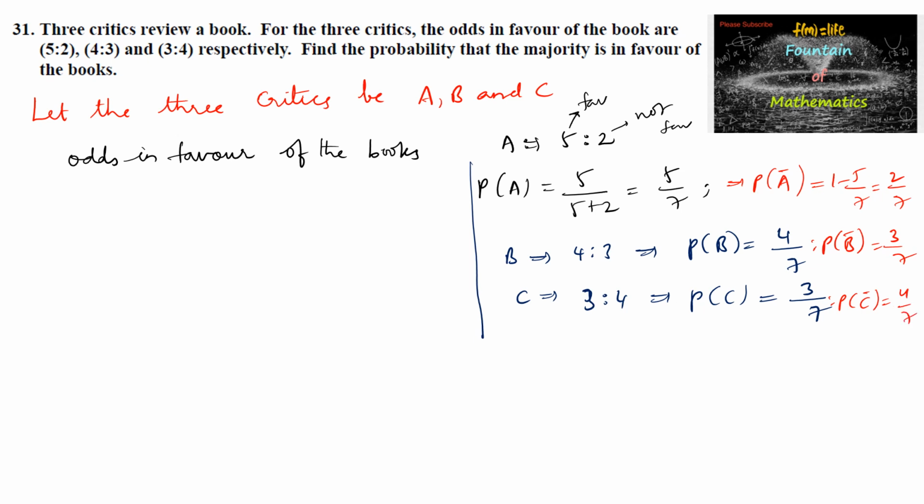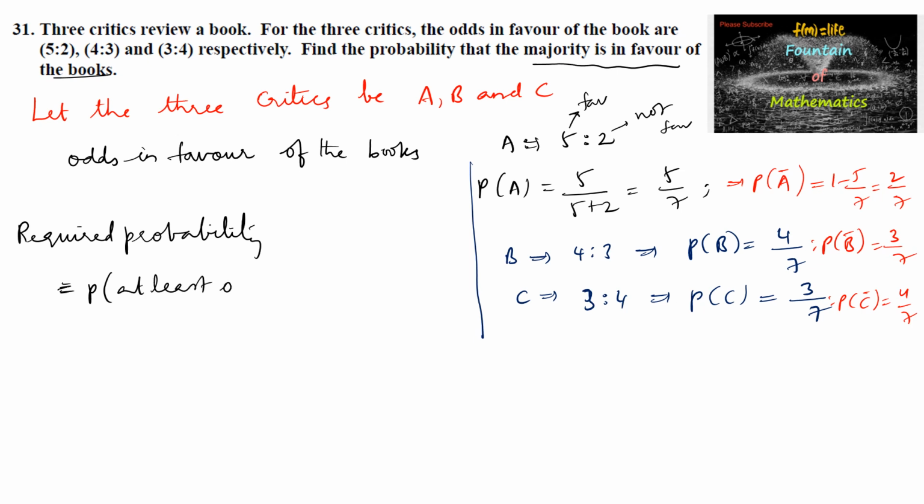And now the question is, find the probability that the majority is in favor of the books. Means the required probability we can write: required probability is equal to probability of at least two of the critics reviewing the book in favor.